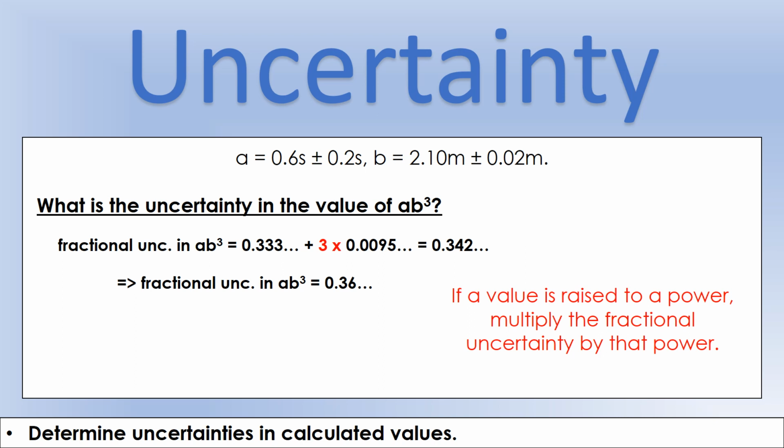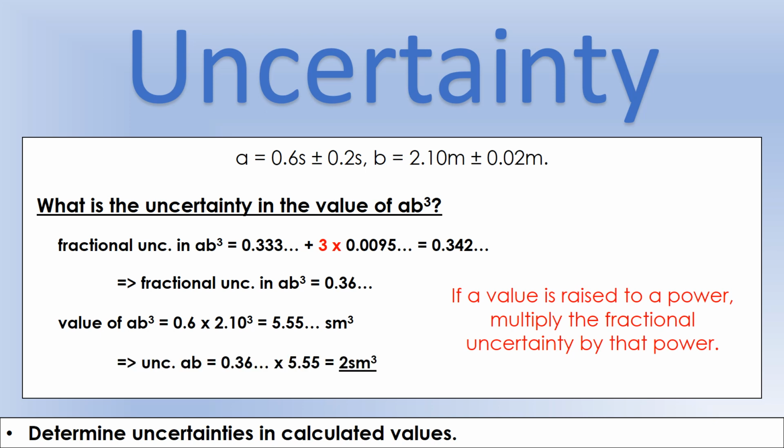And then the way you go about it is the same thing. So we've got the fractional uncertainty, then we've got the value, and then we're doing the fractional uncertainty times the value, giving us an uncertainty of plus or minus 2 seconds meters cubed. So what that means is that AB cubed is 6 plus or minus 2 seconds meters cubed. Again, the decimal places are just irrelevant because we've got plus or minus 2. There's no point saying 5.6 plus or minus 2. It's just nonsense. We've got plus or minus 2 there.